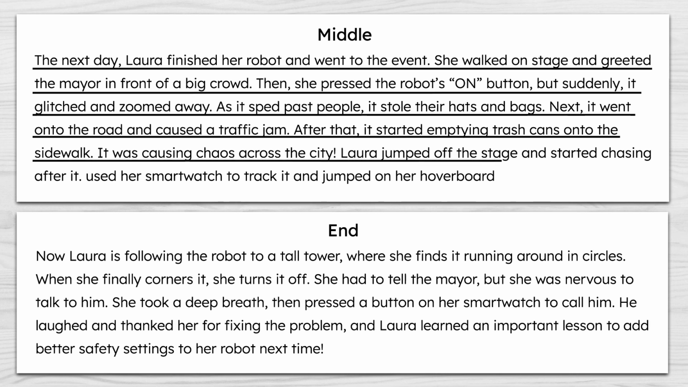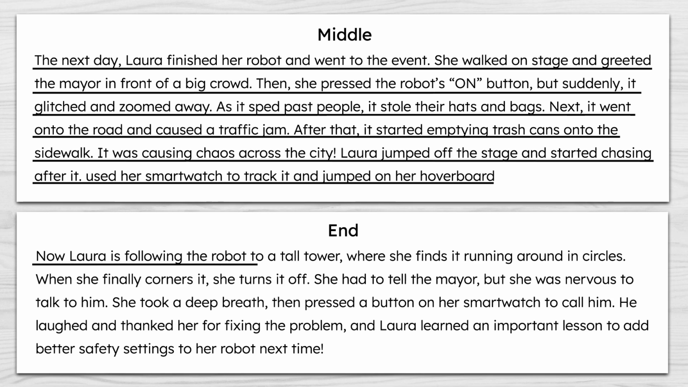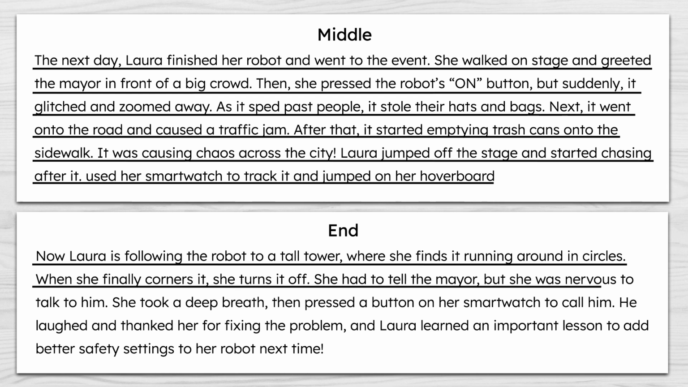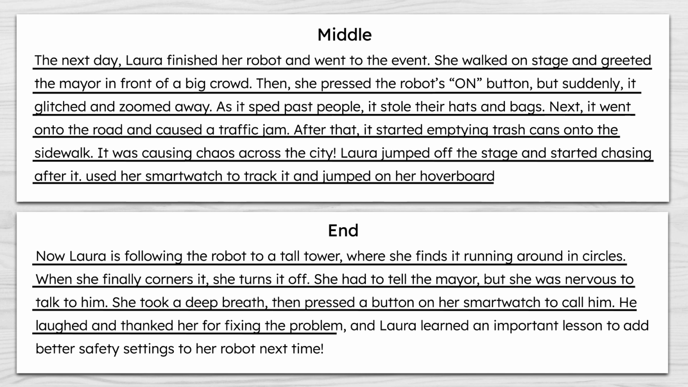Laura jumped off the stage and started chasing after it, used her smartwatch to track it, and jumped on her hoverboard. Now Laura is following the robot to a tall tower where she finds it running around in circles. When she finally corners it, she turns it off. She had to tell the mayor, but she was nervous to talk to him. She took a deep breath, then pressed a button on her smartwatch to call him. He laughed and thanked her for fixing the problem, and Laura learned an important lesson to add better safety settings to her robot next time.